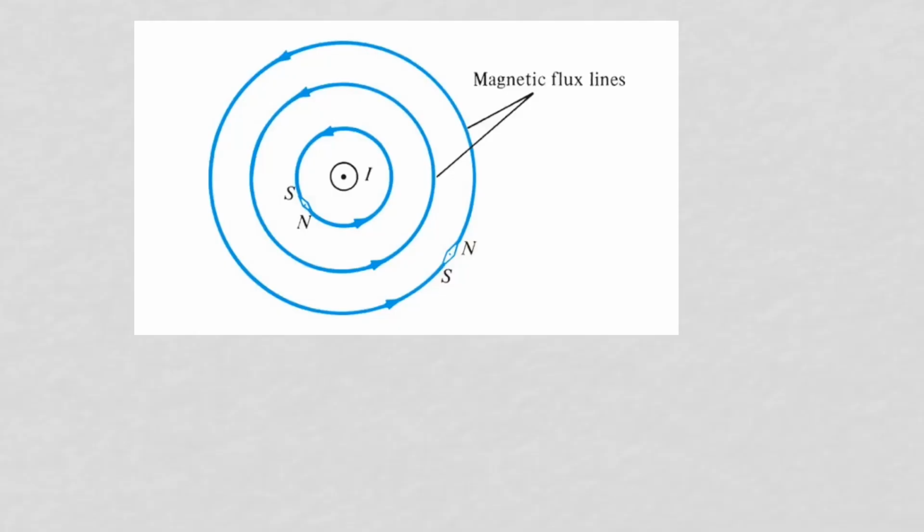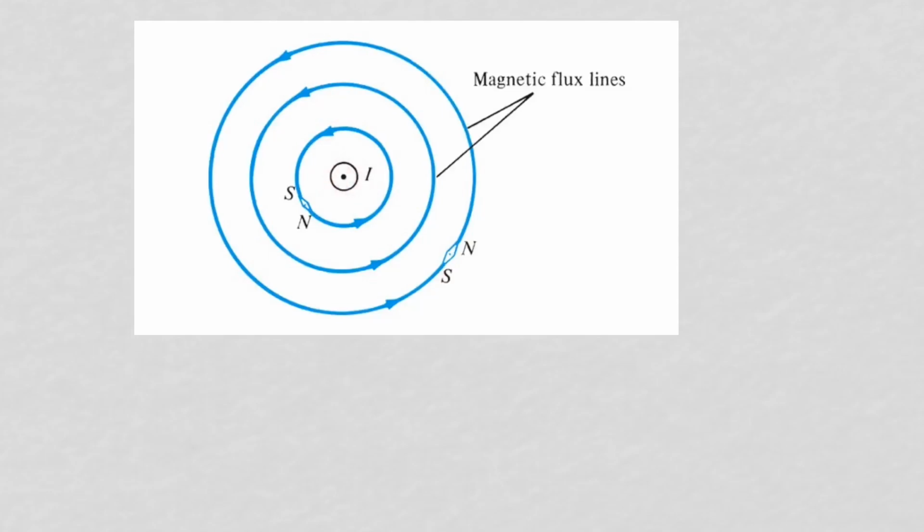Today we're going to introduce Ampere's circuital law. The last thing we did was apply the Biot-Savart law to an infinite line of current. Here we have the infinite line of current with the current coming up out of the page.